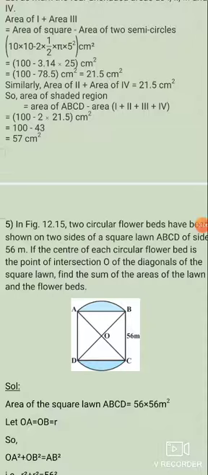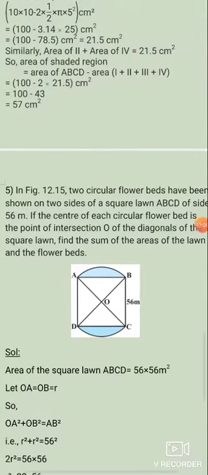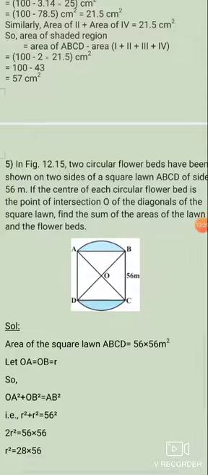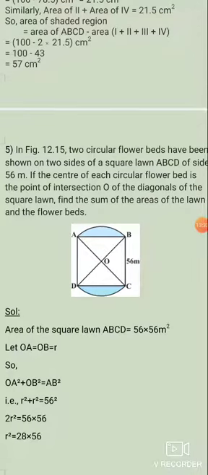In this figure, 2 circular flower beds have been shown on 2 sides of a square lawn. Suppose it is a square lawn ABCD of side 56 meter. If the center of each circular flower bed is the point of intersection O of the diagonals of the square lawn, find the sum of the areas of the square lawn and the flower beds. So we need to find out the whole portion area, that is the square lawn, and also the 2 sides, top and bottom flower beds are there.